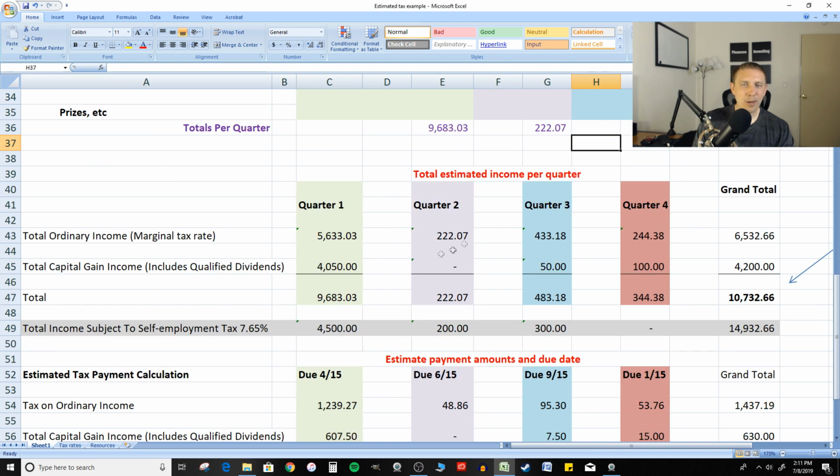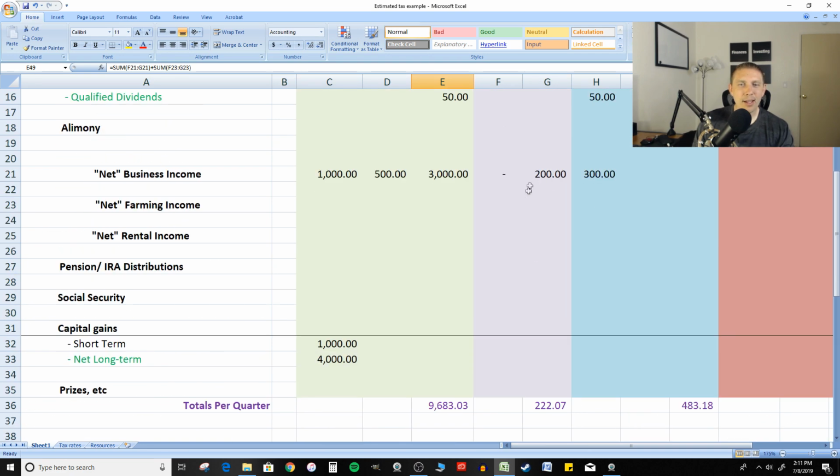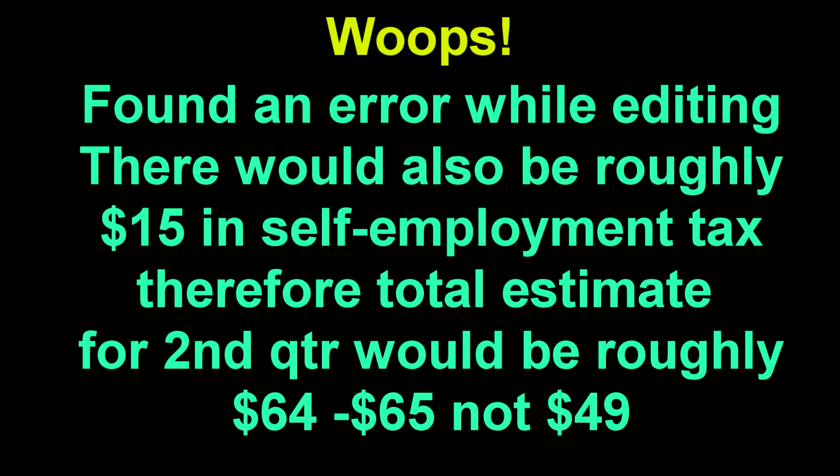And if we look at the spreadsheet right here down in the second half, we see that this is adding up this income correctly. The total income subject to self-employment tax, which is up above, is $200. There's the $200 right there. And for the second quarter, it creates a net tax of $48.86.